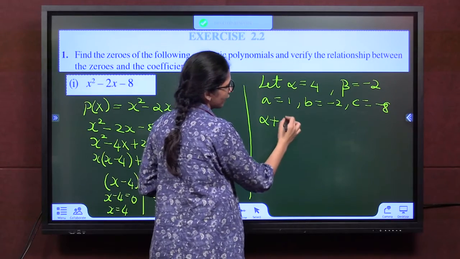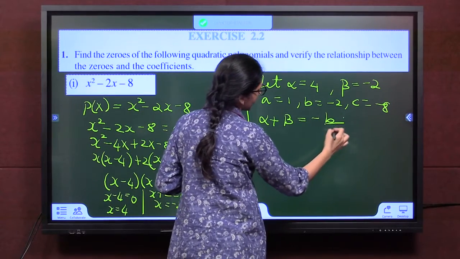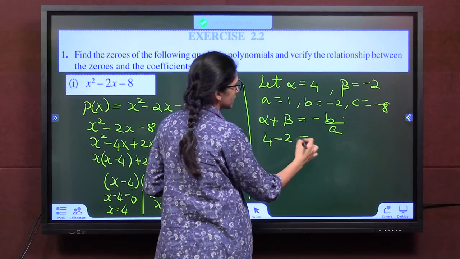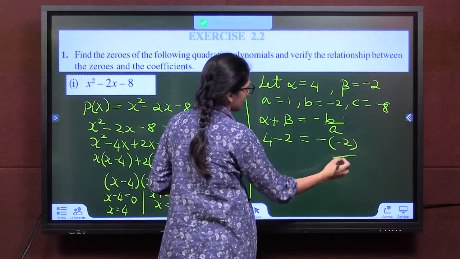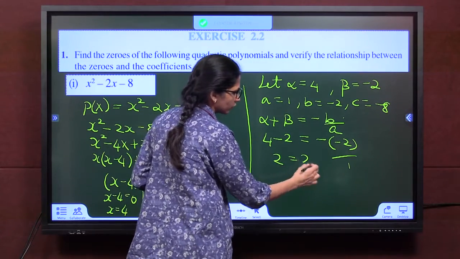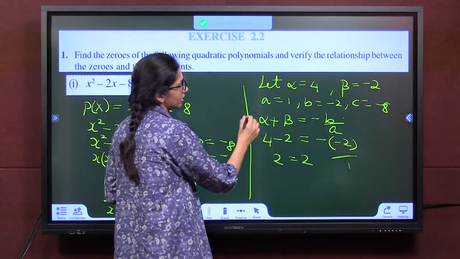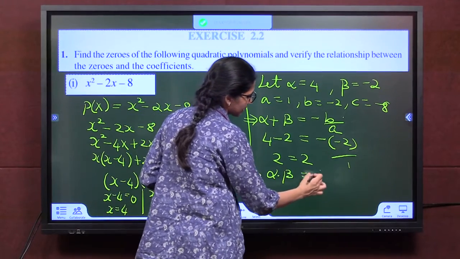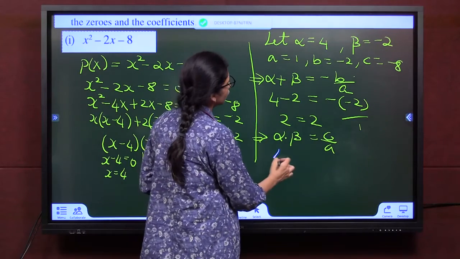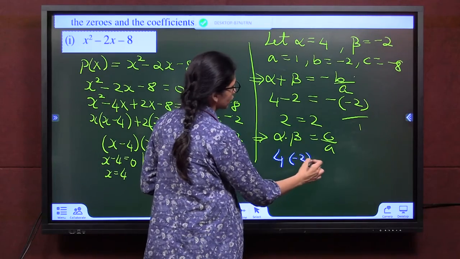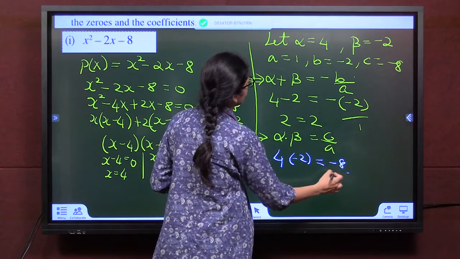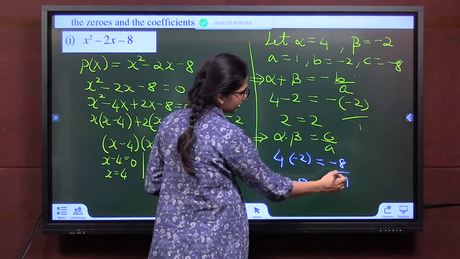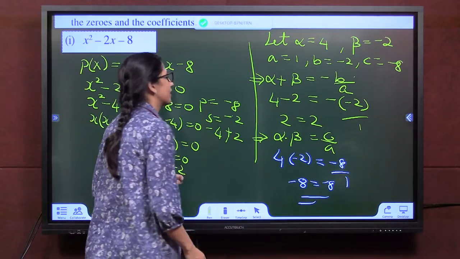First relationship, alpha plus beta should be minus b by a. Alpha 4 minus 2 is equal to minus of minus 2 by 1. 2 is equal to 2. LHS equals RHS, hence verified. Next relationship, alpha into beta should be c by a. What is alpha? 4. What is beta? Minus 2. c is minus 8, a is 1. 4 into minus 2 is minus 8. Minus 8 by 1 is minus 8. LHS equals RHS, hence verified.